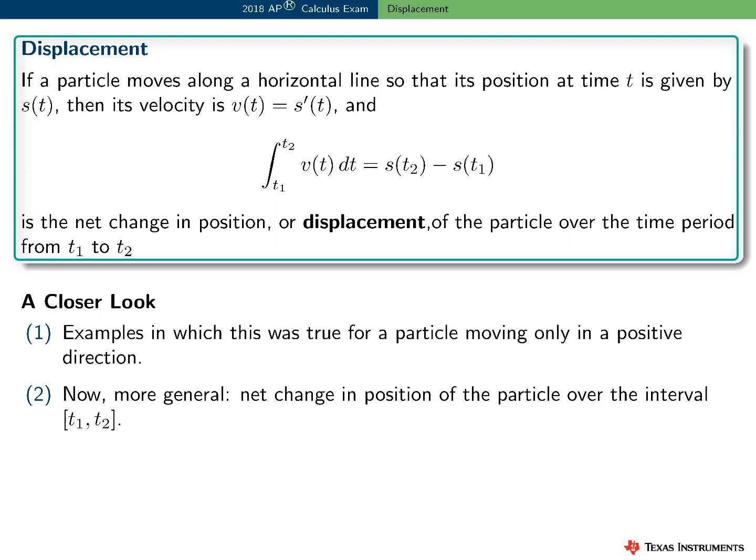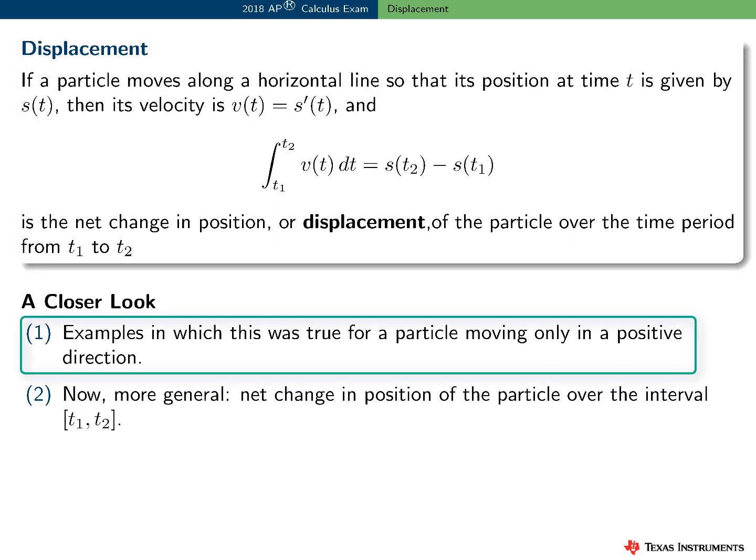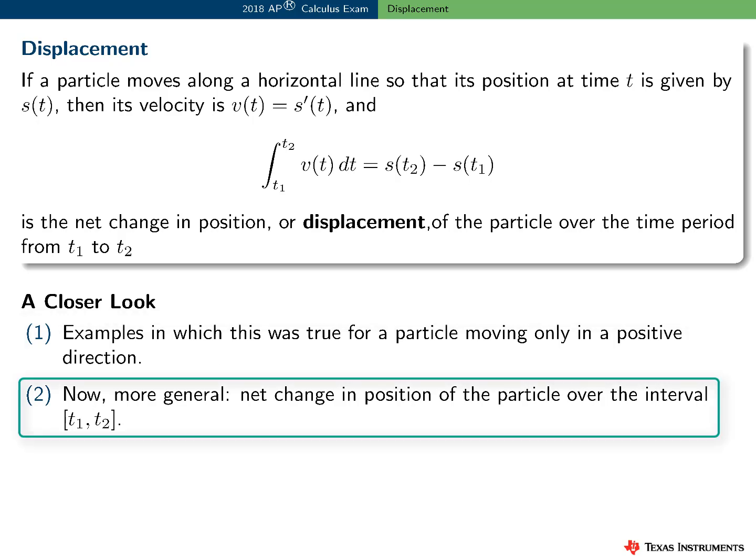And this definite integral represents the net change in position, or the displacement of the particle, over the time period from t1 to t2. Here's a closer look at this application. Now, if you're teaching AP Calculus, you probably already discussed this idea of displacement intuitively, especially when a particle is moving only in a positive direction. But this concept is really more general.